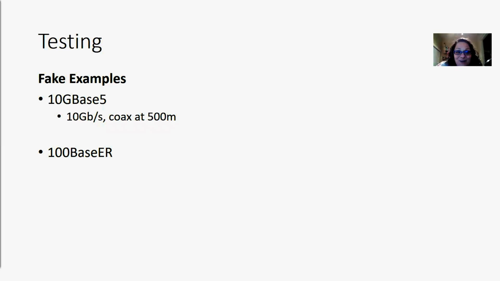So 10 gigabase 5. That's 10 gigabits per second on coax at 500 meters. Way fast coax. I wish we had that. 100 base ER. So the 100 tells us 100 megabits per second, and ER is fiber in the extended range, 40 kilometers. That is some really slow fiber.